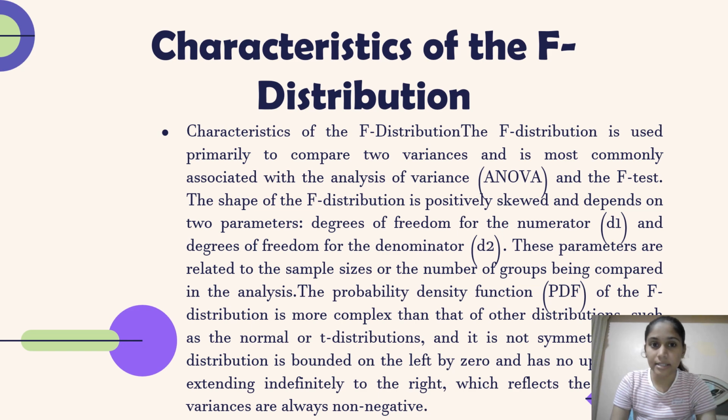The probability density function, PDF, of F distribution is more complex than that of other distributions such as normal or T distribution, and it is not symmetrical. The distribution is bounded on the left by 0 and has no upper limit, extending indefinitely to the right, which reflects the fact that variances are always non-negative.